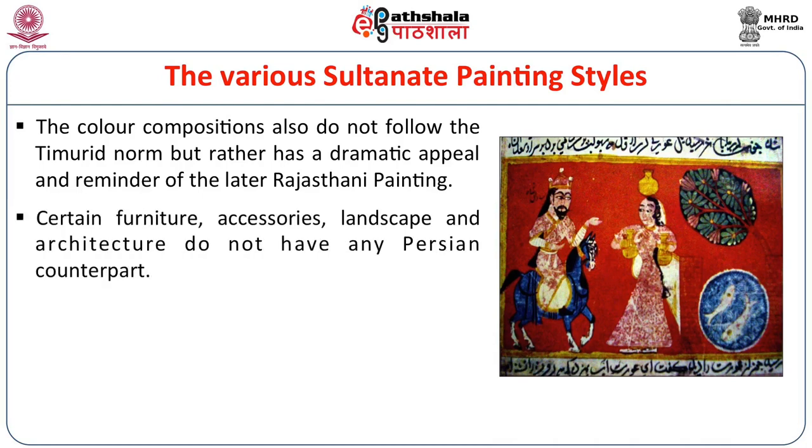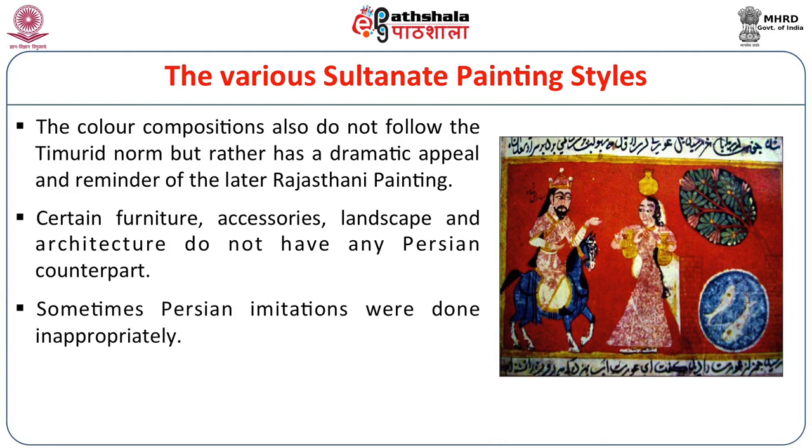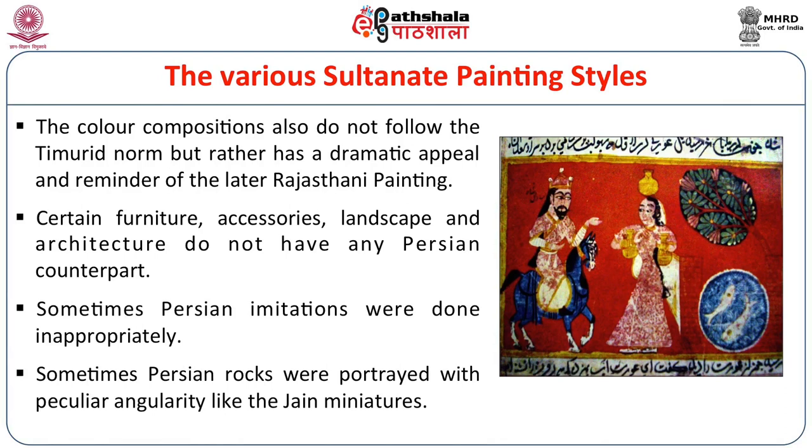Certain furniture, accessories, landscapes, and architecture do not have any Persian counterpart. Sometimes Persian imitations were done inappropriately. Sometimes Persian forms were betrayed with peculiar angularity, like the Jain miniatures. So therefore, these were done by Indians who had an idea about the other genre.